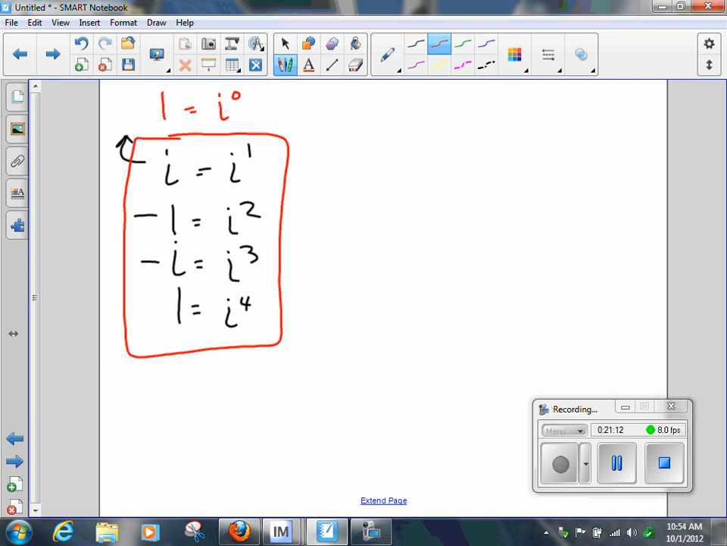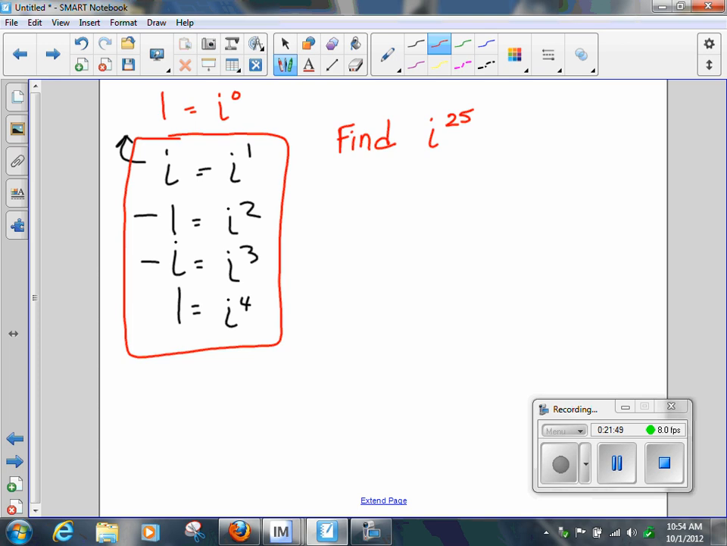What if I gave you something like find i to the 25th power? Some of y'all just looked at me like, what? What if? How do you know? Oh, you know what I would do? 24 is a factor of 4, which would leave what?